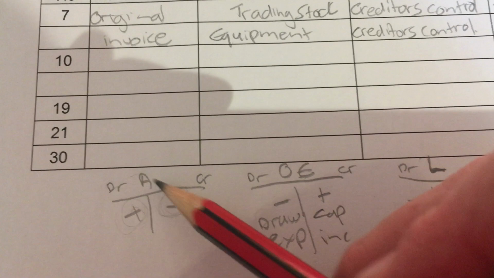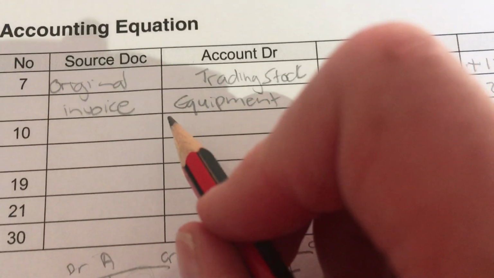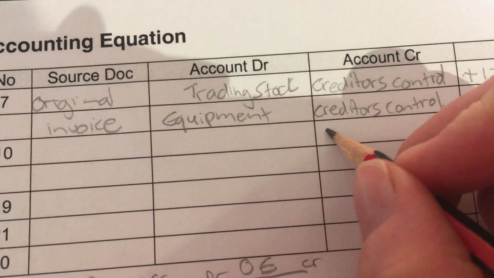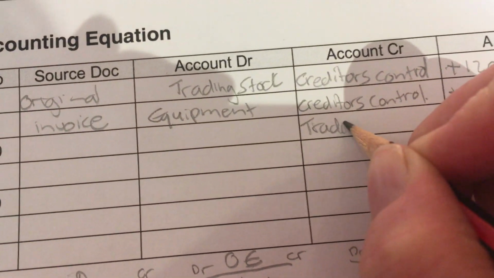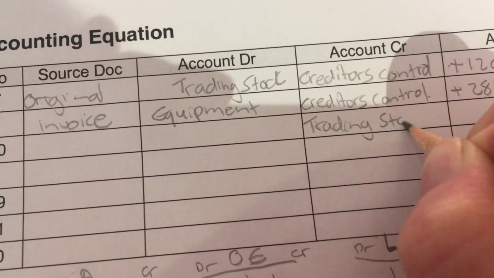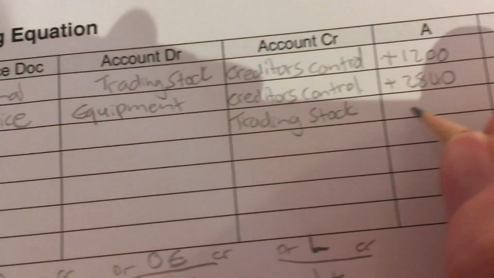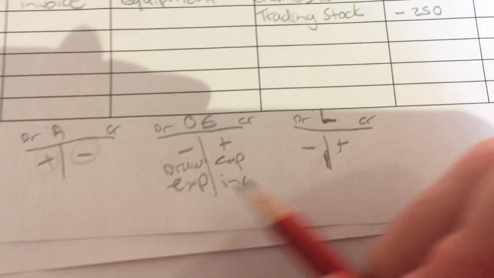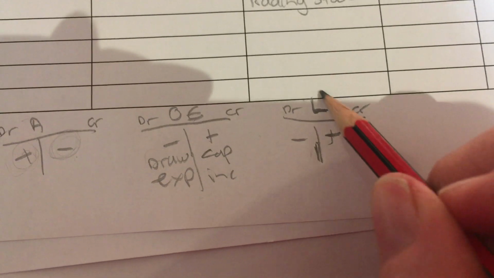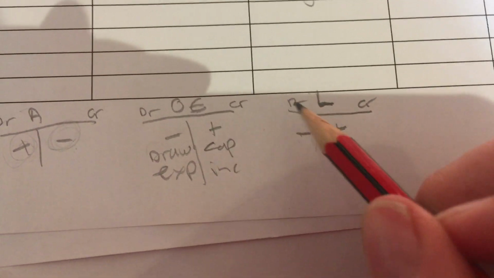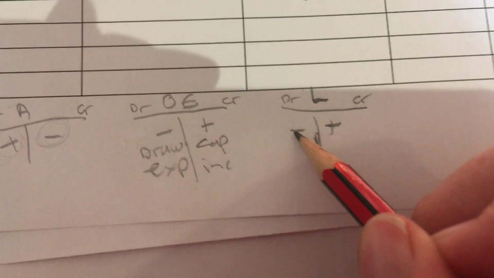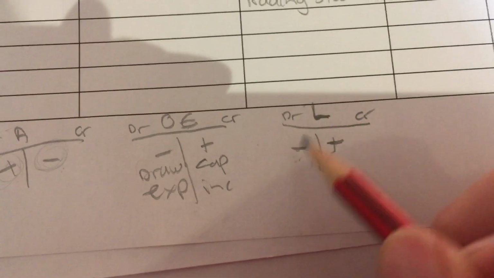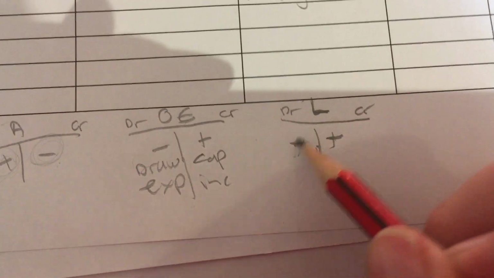So I've returned trading stock. Trading stock is an asset. I've returned it, so I'm going to credit trading stock. I've returned 250 Rands worth of trading stock. It's an asset, so it's going to be minus. I now owe the creditor less money because I've returned stock. Creditor's control is a liability and I owe them less, so I'm going to debit creditor's control.